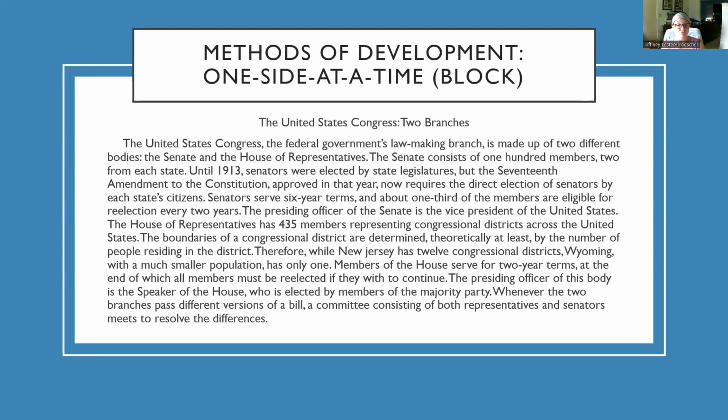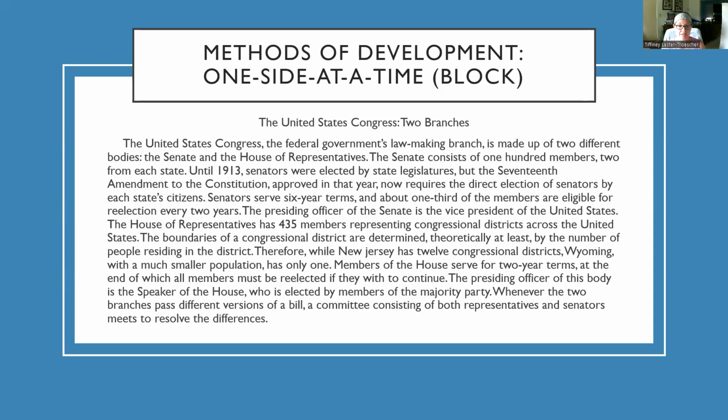Members of the House serve 2-year terms, at the end of which all members must be re-elected if they wish to continue. The presiding officer of this body is the Speaker of the House, who is elected by members of the majority party. Whenever the 2 branches pass different versions of a bill, a committee consisting of both representatives and senators meets to resolve the differences.